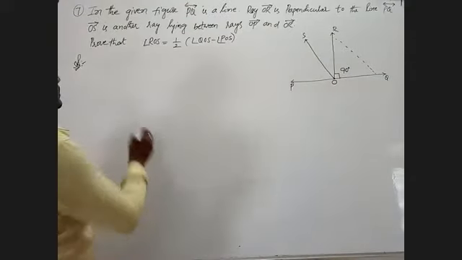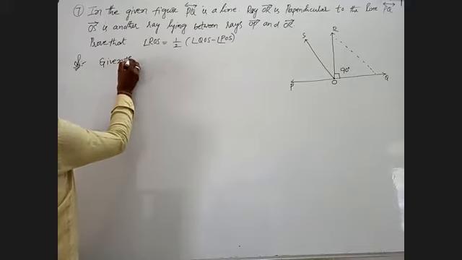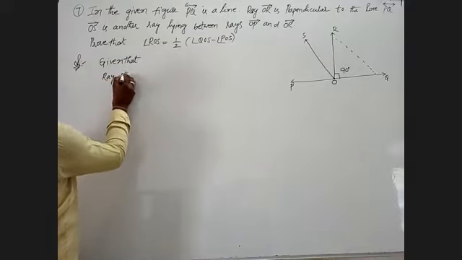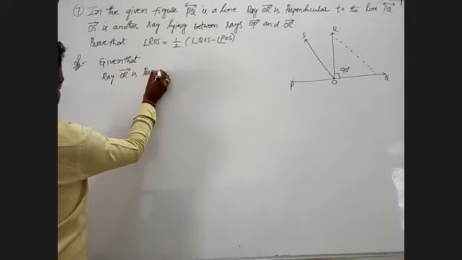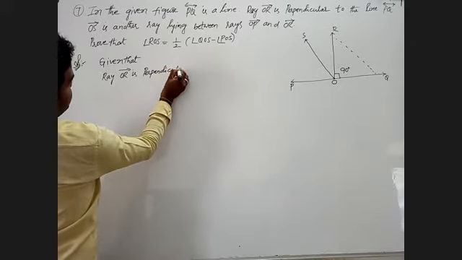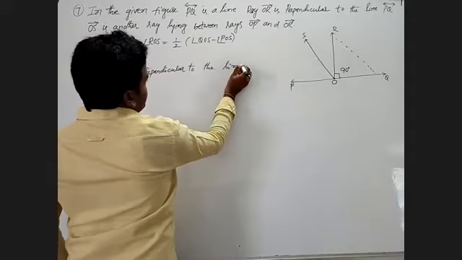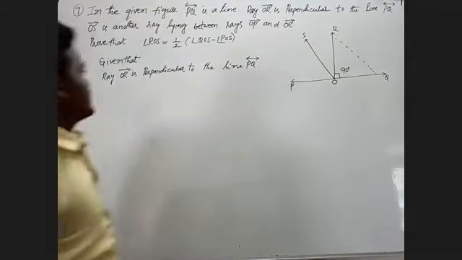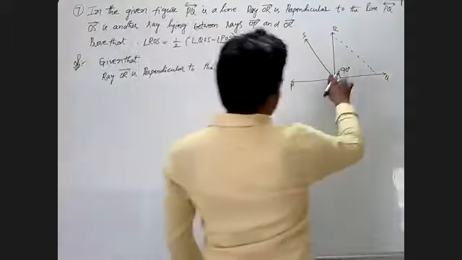First you write the given: ray OR is perpendicular to the line PQ. That is, this is the given ray.